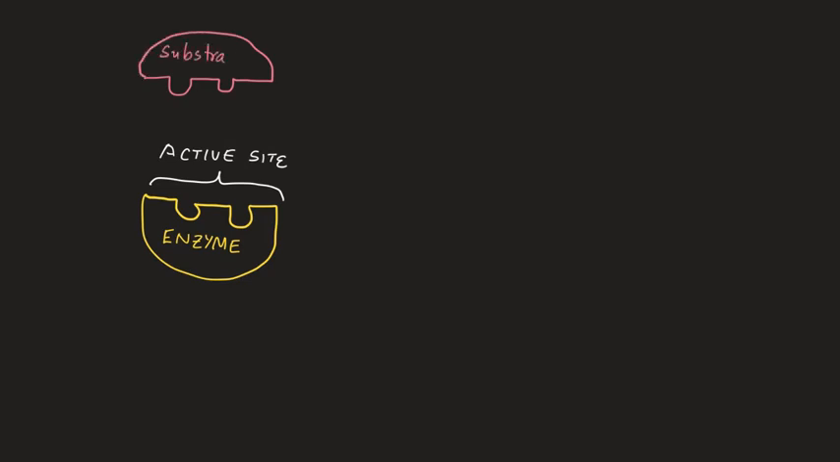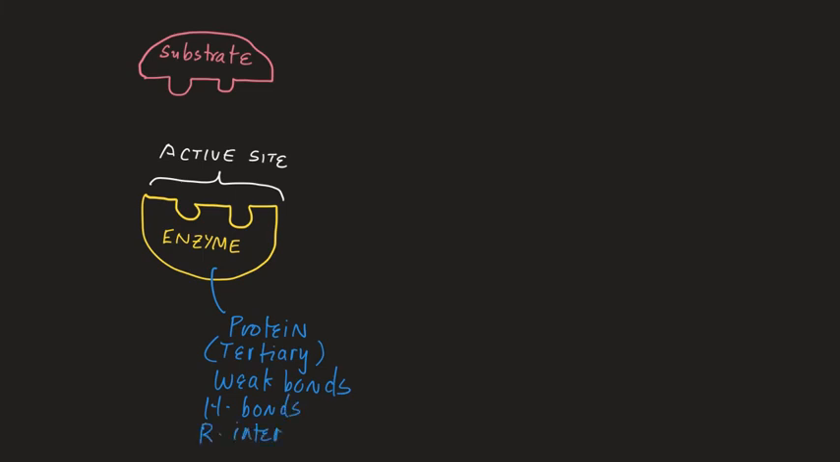The enzyme is a protein and exists in the tertiary form. And if you remember, the tertiary structure of a protein is held together by weak bonds such as hydrogen bonds and R interactions. Now, these weak bonds can be easily disrupted by high temperature or low pH.